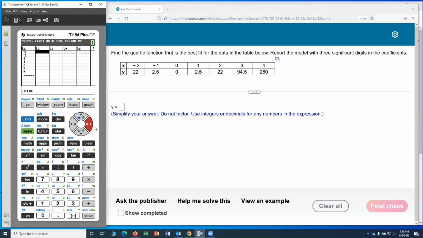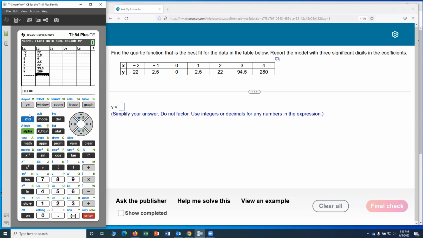And now I go over to list 2 and enter the Y values. I have 22, 2.5, 0, 2.5, 22, 94.5, and 280.